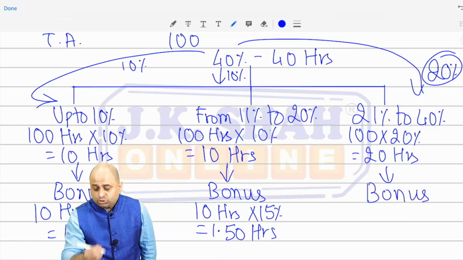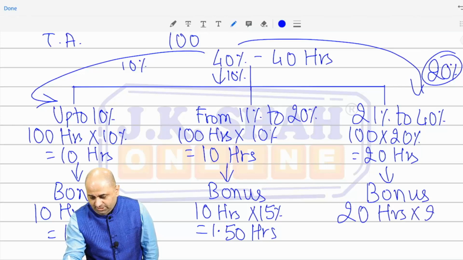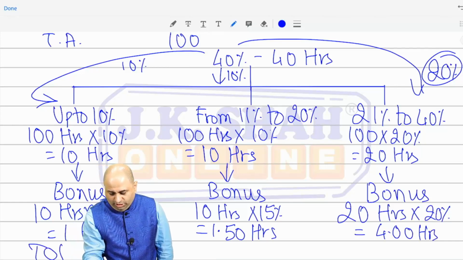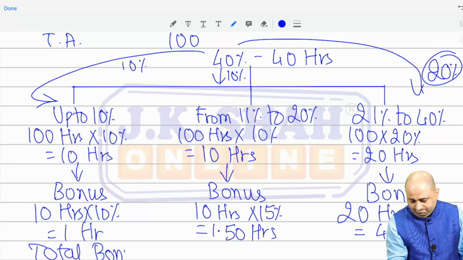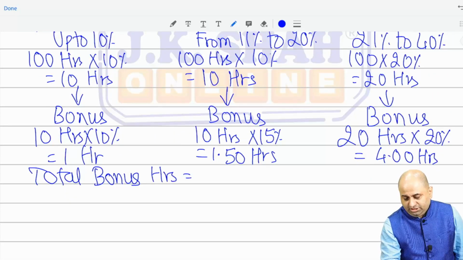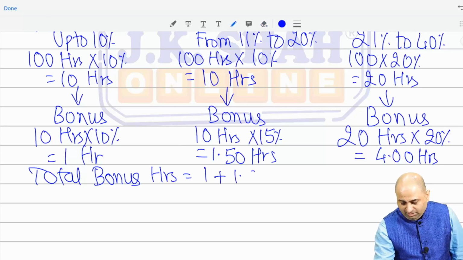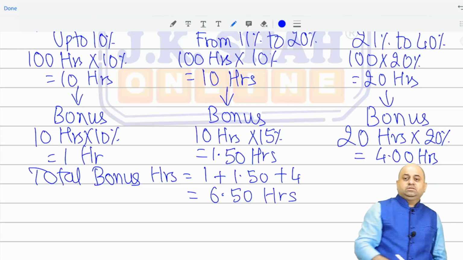Check the question. It is 20% of time saved. So 20 hours into 20% is equal to 4 hours, and total bonus hours is equal to 1 plus 1.5 plus 4 is equal to 6.5 hours.